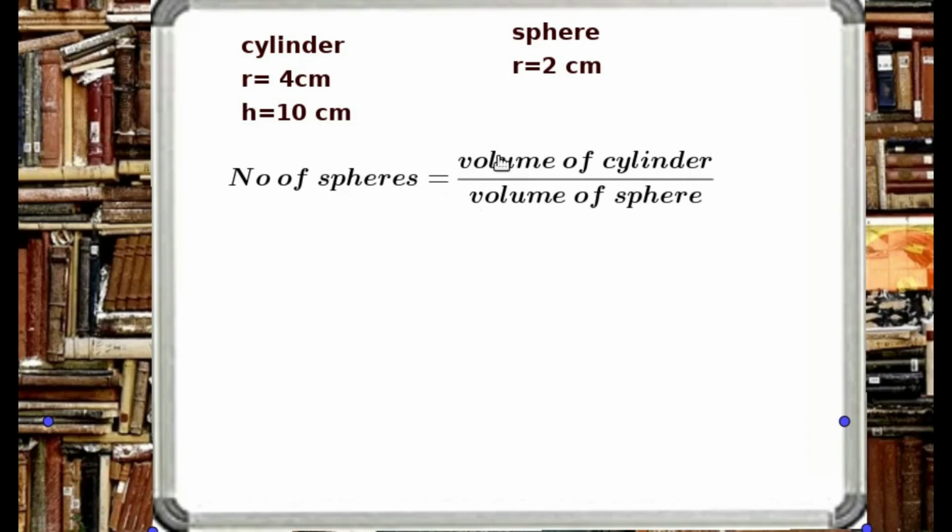Then what is the formula for finding the volume of a cylinder? Yes, volume of cylinder is pi r square h. Volume of sphere equals 4 by 3 pi r cube. That we can write as pi r square h divided by 4 by 3 pi r cube. We can cancel this r and r. We substitute the values.